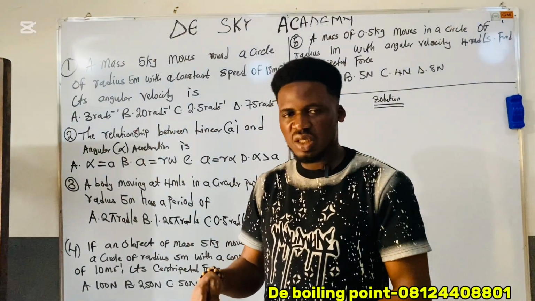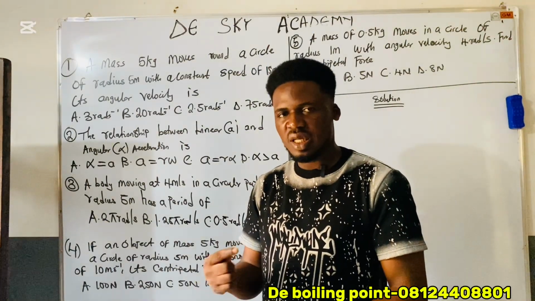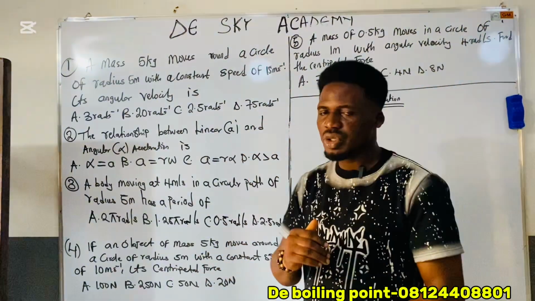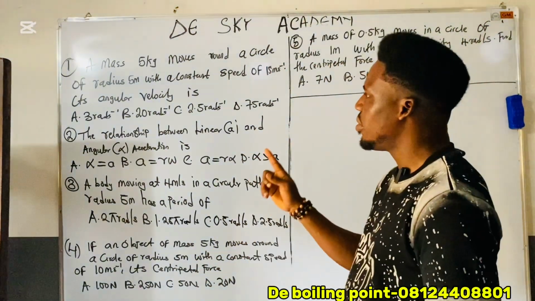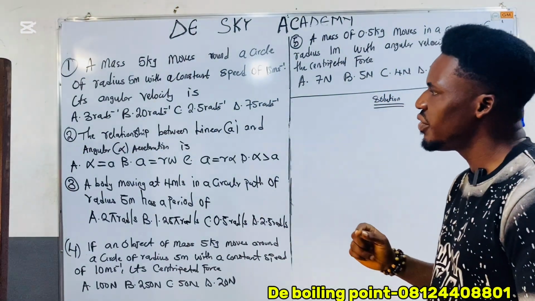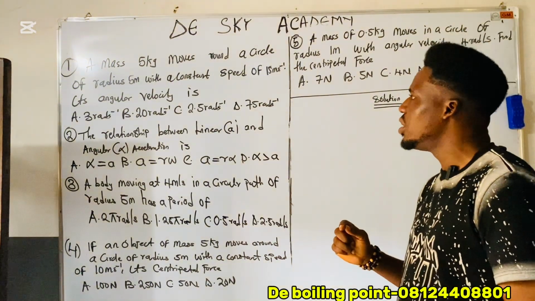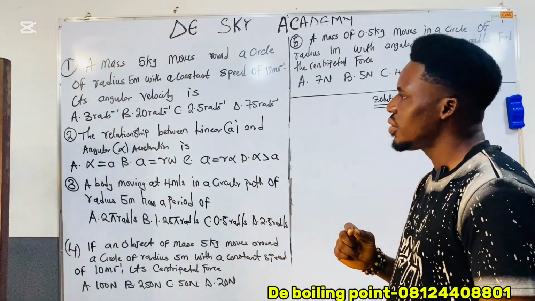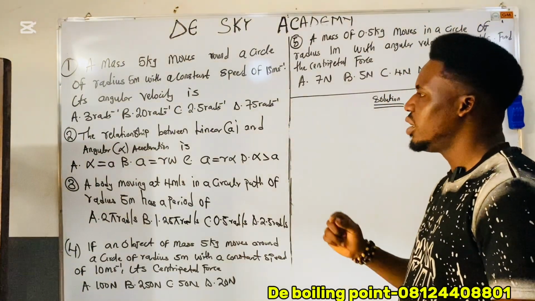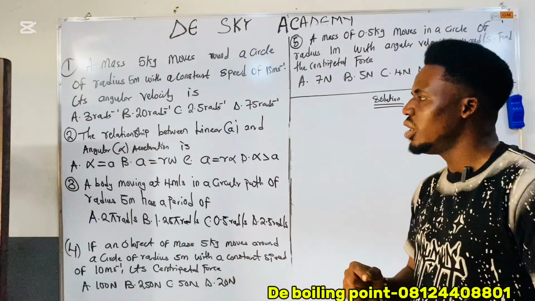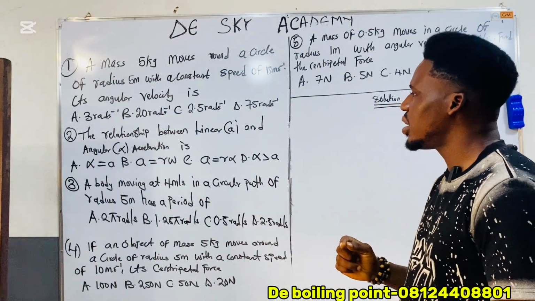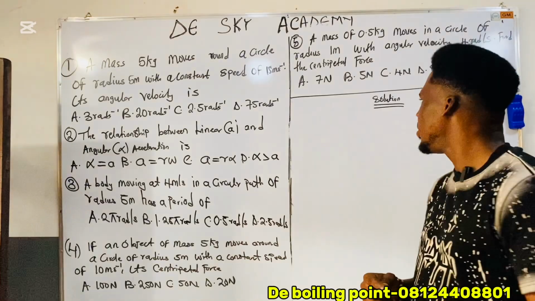So a body that is moving in a circular path, suspended at an angle theta, has what we call a radius. The first question I'm having on the body here is that a mass of 5 kg moves around a circle of radius 5 meters with a constant speed of 15 meters per second. Its angular velocity is dash. Option A, 3 rad per second. Option B, 20 rad per second. Option C, 2.5 rad per second. Option D, 75 rad per second.